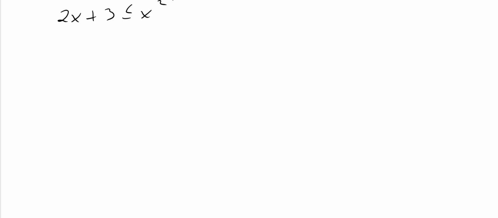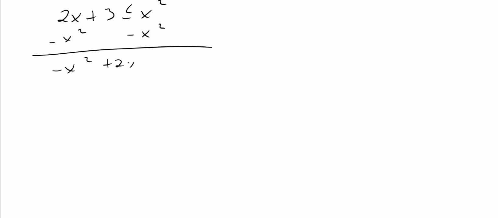So remember, when you factor, guys, everything has to be on one side. Now, personally, I would move the x squared over. And if you decided to move the 2x over instead, I'm going to show you both ways, okay? But I'm going to show you the things that you have to do. So I would move the x squared over. So subtract x squared from both sides, and you get negative x squared plus 2x plus 3 is less than or equal to 0.